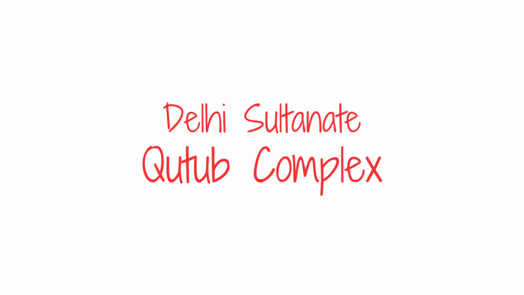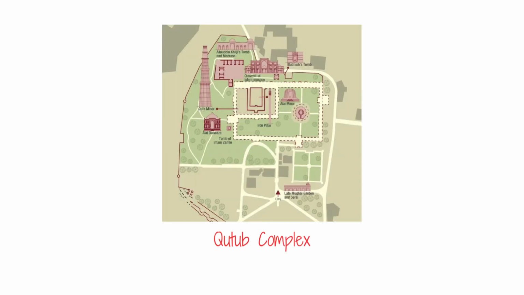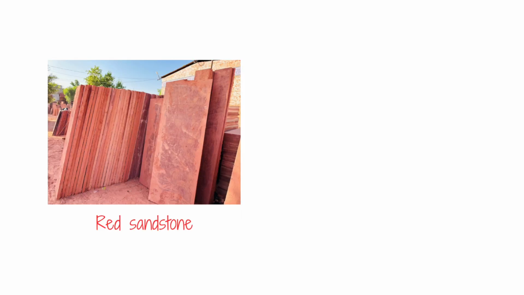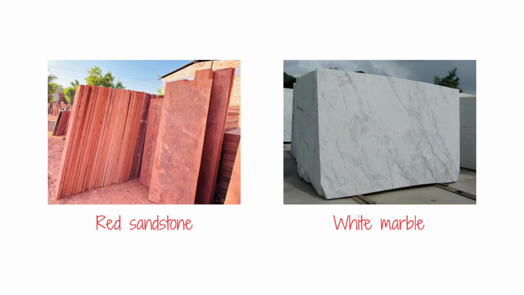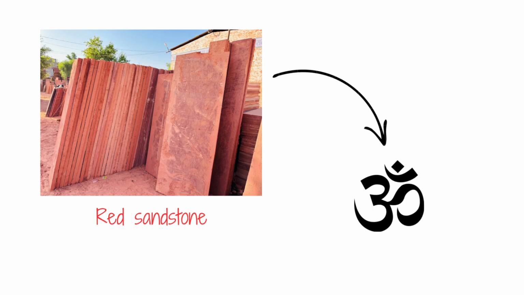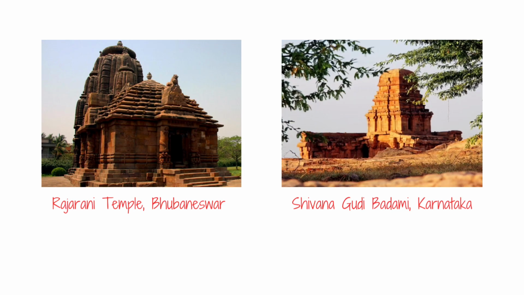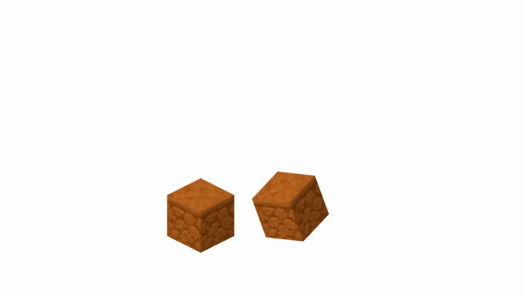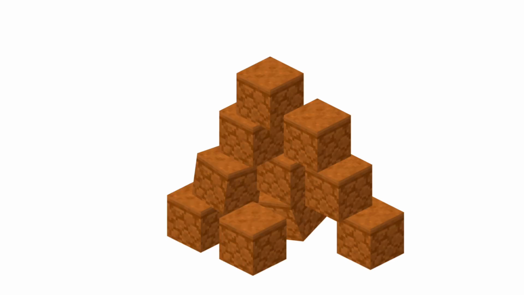Delhi Sultanate, Qutub Complex. The Qutub Complex, an area spanning about 28.8 acres, was a cultural hub with religious connotations and later administrative and political connotations. It was mostly made of red sandstone and in some areas white marble. Red sandstone was traditionally a Hindu material, with it being used extensively in Hindu temples because of its availability near the region. Early Delhi Sultanate architecture used a whole lot of red sandstone.